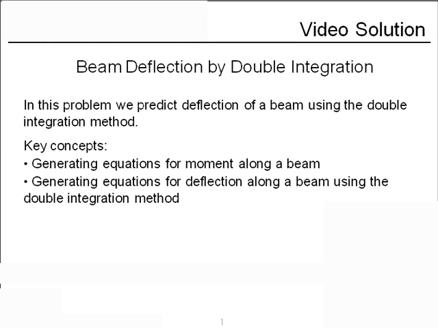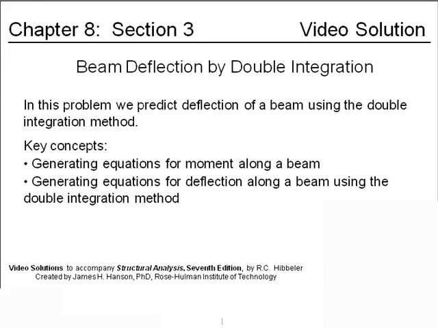There are several methods for predicting slopes and deflections for beams, one of which is double integration. An advantage to this method is that it gives an equation for slope and an equation for deflection everywhere in a beam, unlike the other methods which will tell you information about a single point. The key concepts we're going to use are generating equations for moment along a beam and generating equations for deflection along a beam using the double integration method.